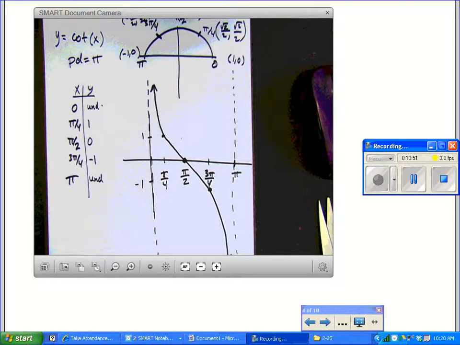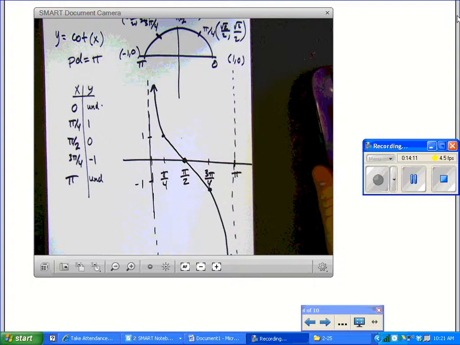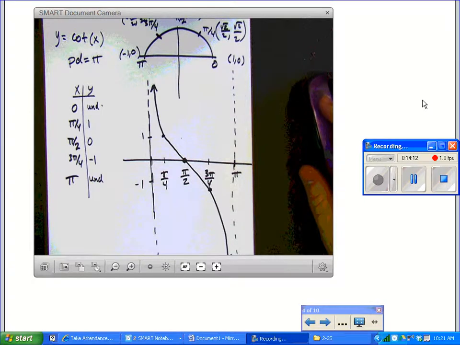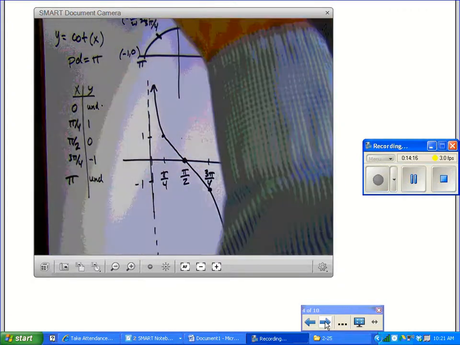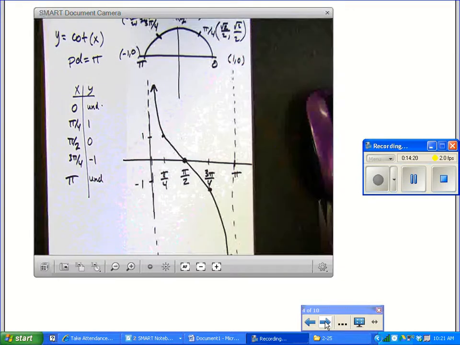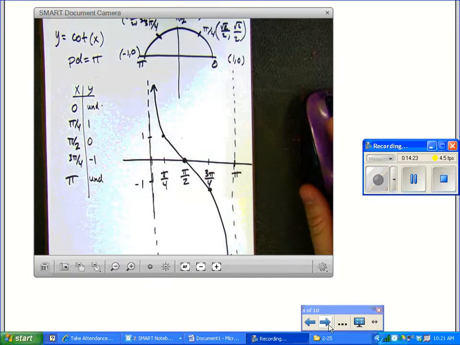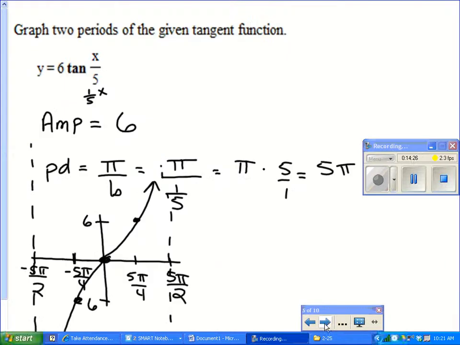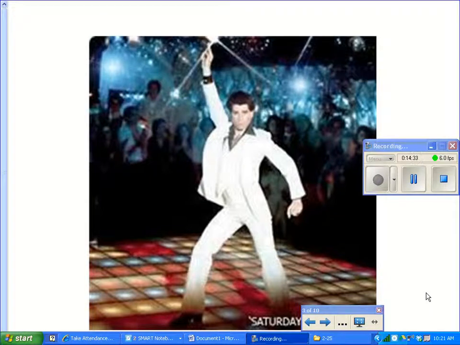Now I have a real clever way of remembering this. Have you ever seen Saturday Night Fever with John Travolta in the 70s? Anybody want to show me what he looks like when he's in his white leisure suit? No? Okay, well, hang on. I gotta switch over to my computer. I'm going to show you a picture. There we go.